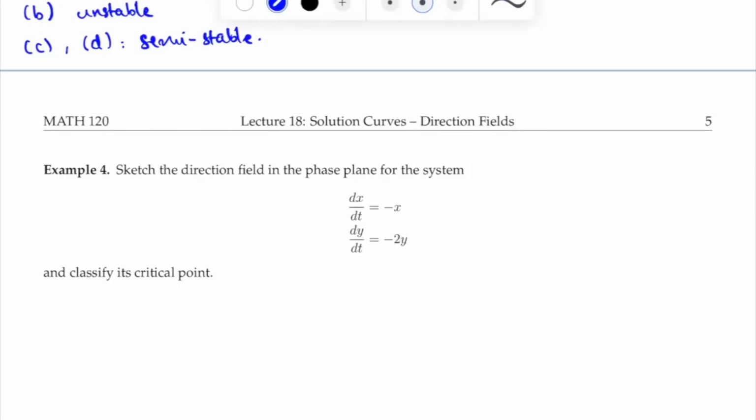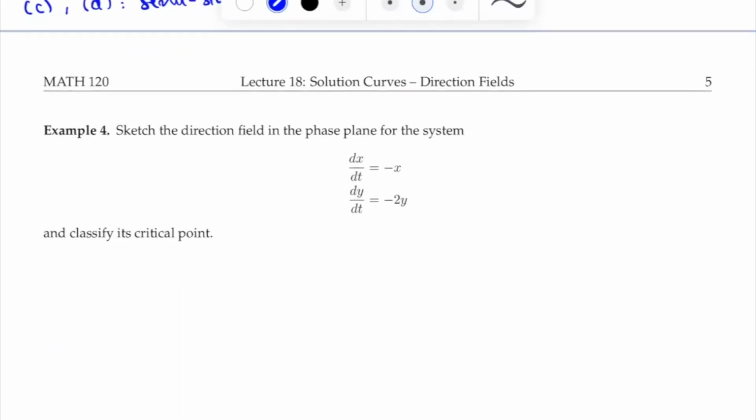For this example, it's an autonomous system, right? But later on, we will have a non-autonomous system. So the idea is to sketch the direction field in the phase plane for the system dx/dt equals negative x, dy/dt equals negative 2y, and define the critical point before you can analyze the phase plane. And then later on, after this phase plane, you can actually classify the critical points to be asymptotically stable, unstable, or semi-stable.